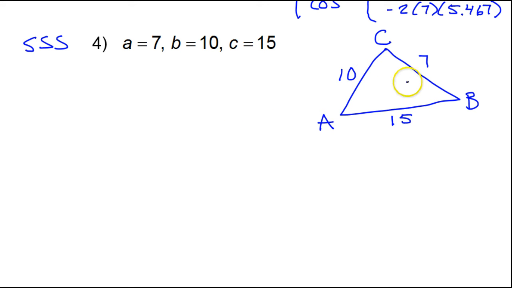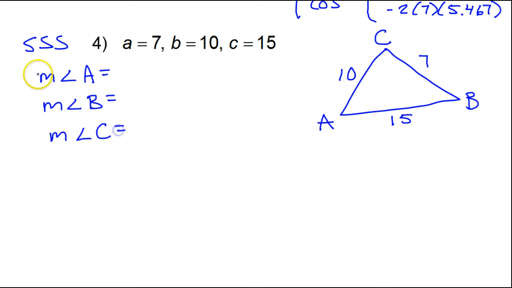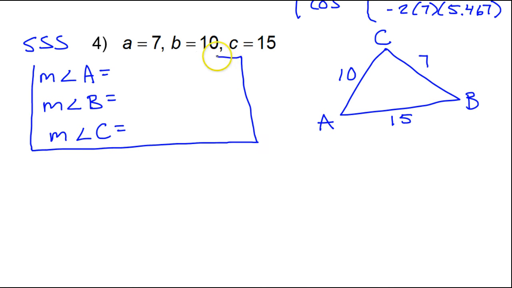Okay, so the 3 pieces of information I'm going to need are the 3 angles. So I need to find the measure of angle A, I need to find the measure of angle B, and I need to find the measure of angle C. Alright, when I find these 3 pieces of information, I have solved the triangle.